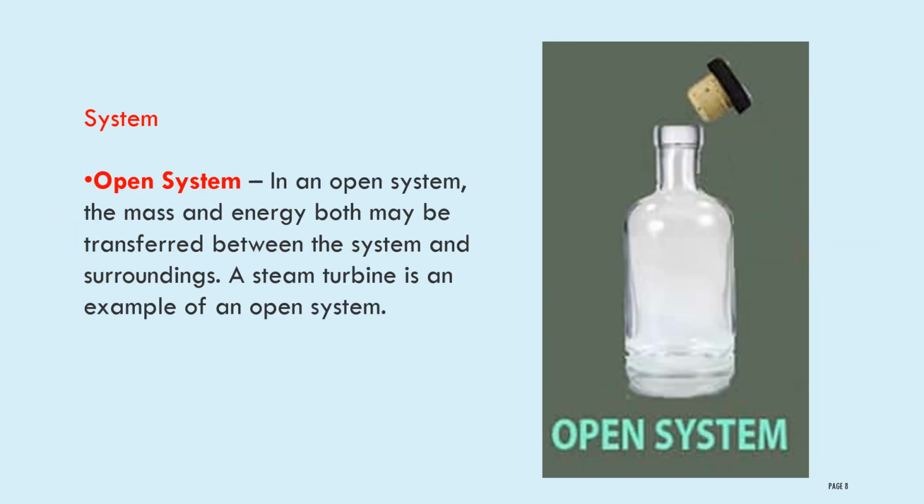Third one, open system. In an open system, mass and energy both may be transferred between the system and the surroundings. Here you can observe in the open system, mass, energy and heat also get exchanged from system to surroundings. A steam turbine is an example of an open system.